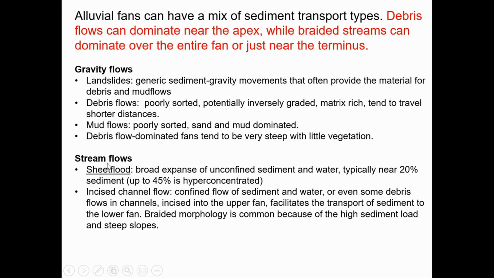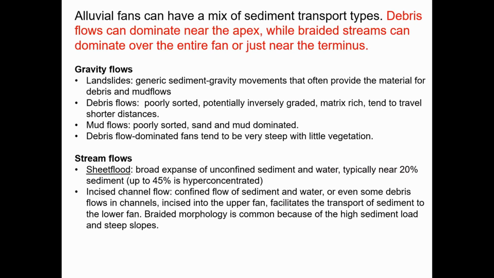The stream flows are either a braided river system or a sheet flood. The difference between those two is that a braided river has confined channels, while a sheet flood does not have confined channels, so it just goes everywhere.